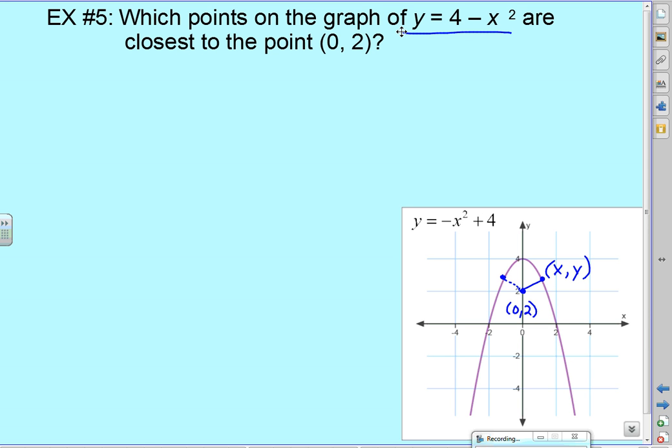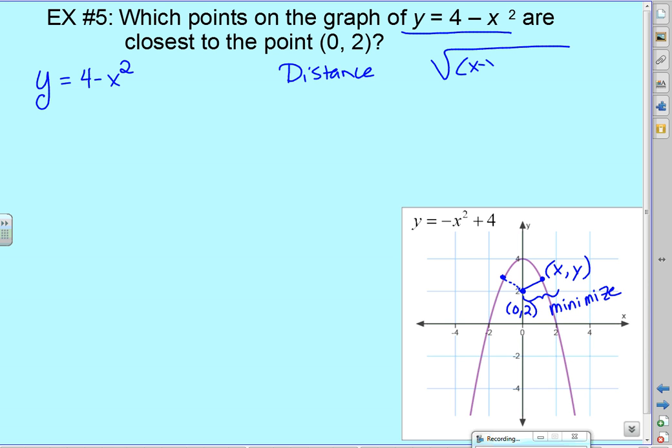Now, usually it's all about writing some equations, isn't it? So we've got y equals 4 minus x squared. Perhaps we'll want to use that. If I'm looking for the closest point, I really want to minimize this distance. And in order to calculate distance, I need the distance formula, which we recall as the square root of (x minus x1) quantity squared plus (y minus y1) quantity squared.